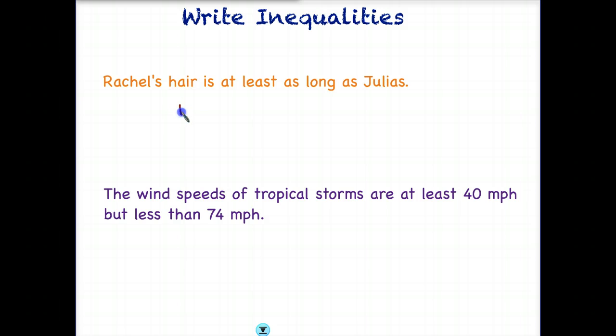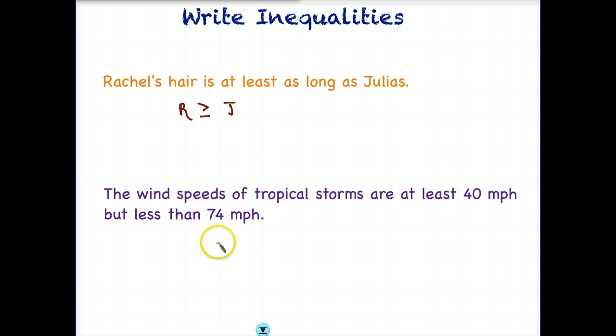So we have an R for Rachel, and we have a J for Julia. So we need to figure out what inequality we would put in here. We wouldn't put in equals because Rachel does not have the same length hair as Julia. Rachel's hair is at least as long. So it could be the same length, but it could be more. Okay, so in that case, Rachel's hair is greater than or equal to Julia's.